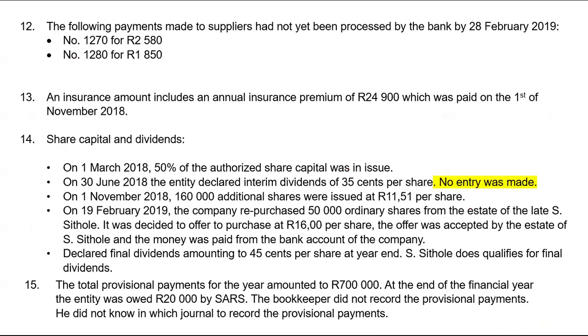These shares were bought back at 16 Rand per share. We received 15 Rand 50 for them, and then we paid 16 Rand. So we made a loss. That loss will be recorded in our retained income note as loss due to buyback, which will be 25,000.